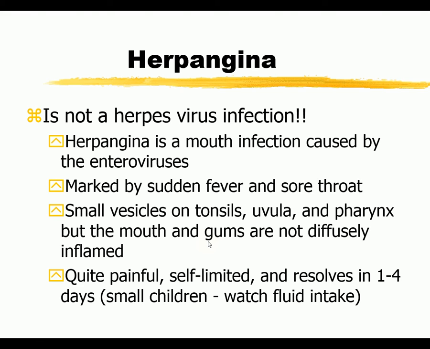If you'll remember with acute herpetic gingivostomatitis, they did have the mouth ulcers. And with the mouth ulcers with acute herpetic gingival stomatitis, they do get them on the lips and the gums and the mouth. So that's how you tell the difference between herpangina and herpes simplex 1 acute herpetic gingival stomatitis. You will not see it on the gums. It's on the back part. It's on the tonsils, the uvula, and the pharynx with herpangina.